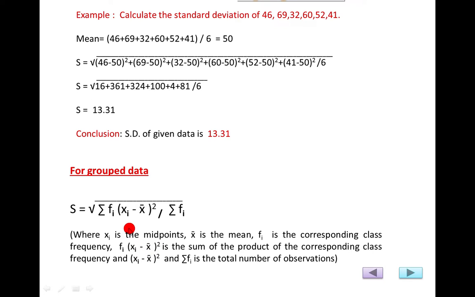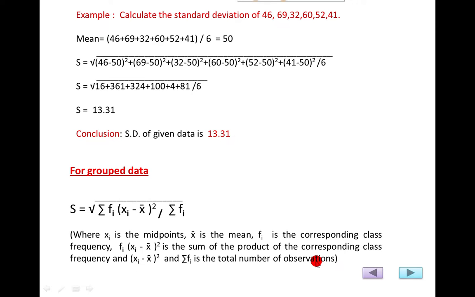Fi xi minus x bar whole square is the sum of the product of the corresponding frequencies. This is the corresponding frequency, and this is the term xi minus x bar whole square. First we will multiply both terms and then sum this. So fi xi minus x bar whole square is the sum of the product of the corresponding frequency and xi minus x bar whole square, and summation fi is the total number of observations. Okay.